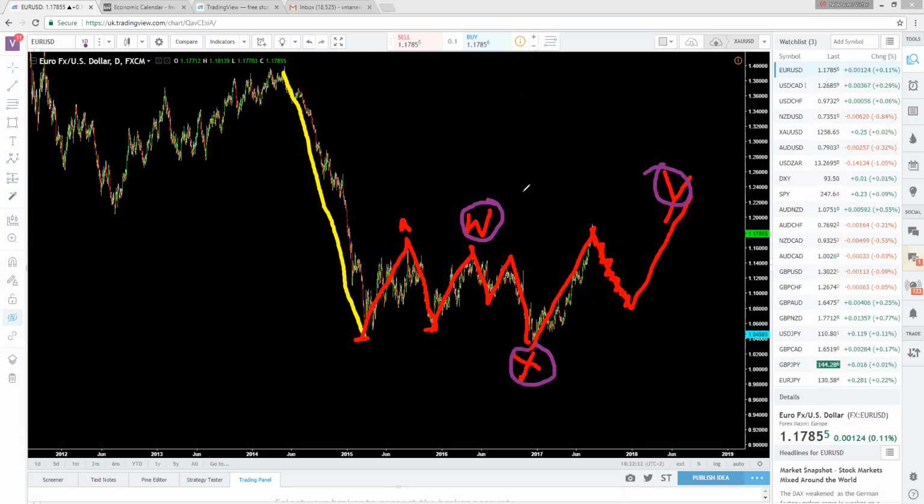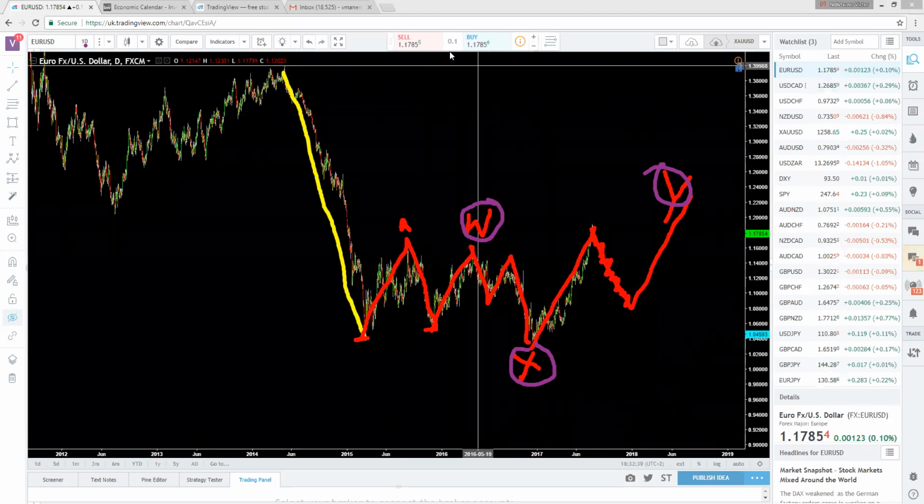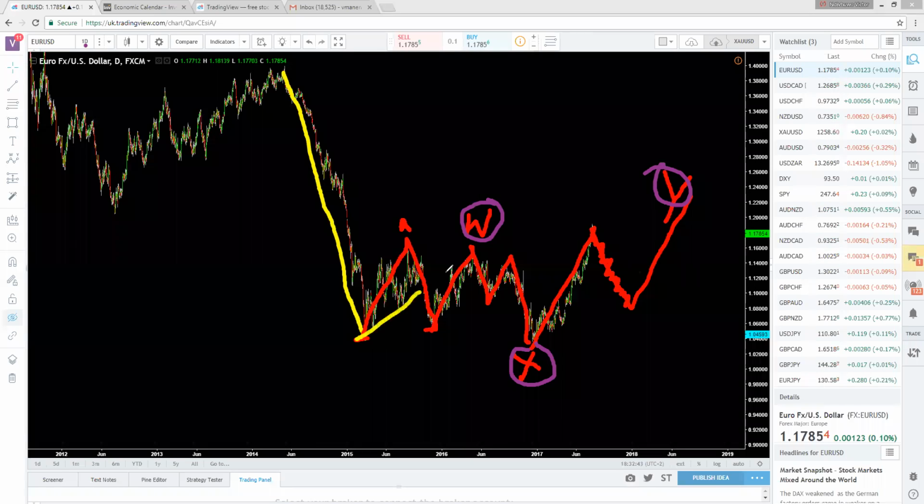See the WXY. Okay, so last week we've been calling for the pullback on this pair because of this. Look why. Your W is representing this whole pattern. Your X is representing this whole pattern. Your Y is representing this whole pattern. And now what is this pattern? As you can see, the extreme has been broken here, and the W, which is also normally the A, has been broken here. So we're expecting an expanding flat to complete here, that yellow pattern.